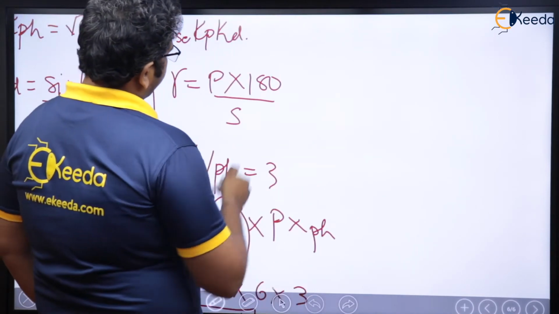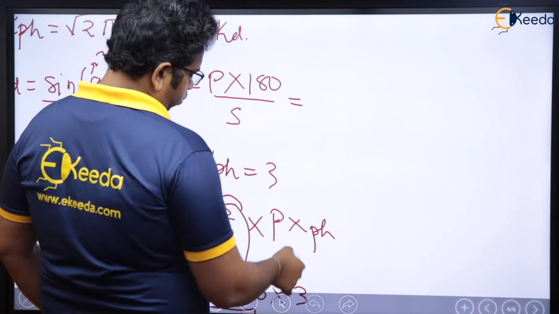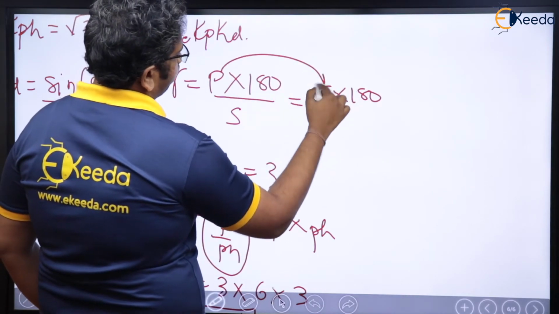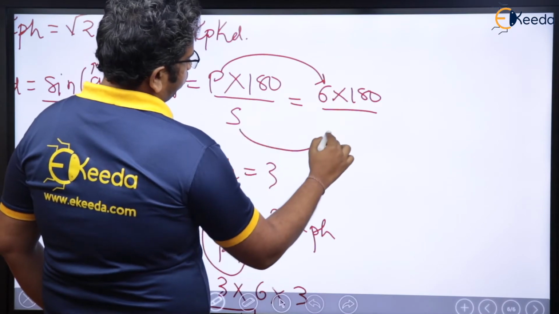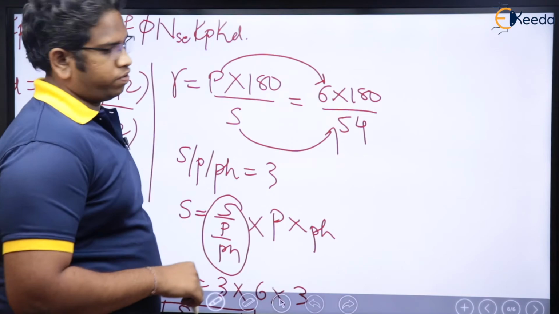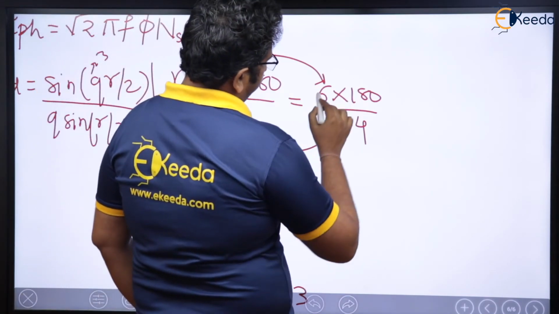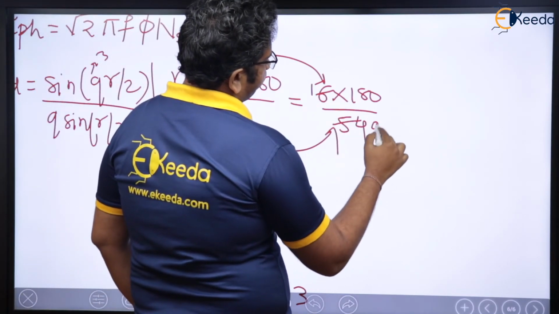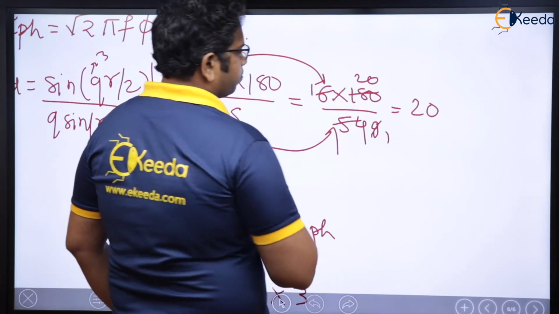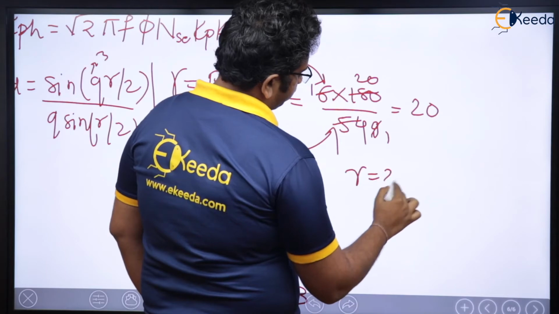Now, once you have got total slots, just replace it here. Poles are 6. 6 into 180 divided by number of slots. Slots is how much? Just now we saw 54. So if we calculate here, 6 ones are 6, 9 sixes are 54, 9 ones are 9, 2 nines are 18, 20. This is gamma. So gamma equal to 20 degrees.